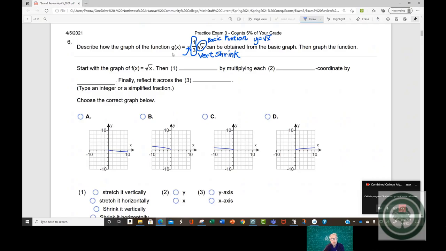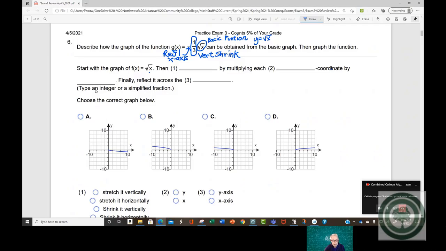And a minus sign in front means that the graph is going to be reflected across the x-axis, which means turned upside down, flipped upside down. But it's called a reflection across the x-axis. There are other kinds of reflections. Okay, so here's where we answer. Normally these would be answer boxes. Start with the graph of f of x equals the square root of x.